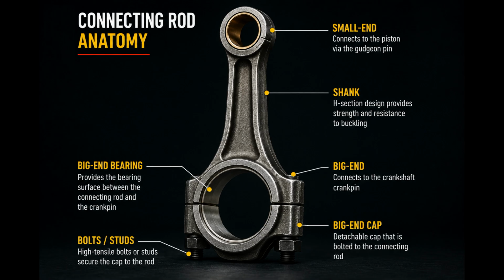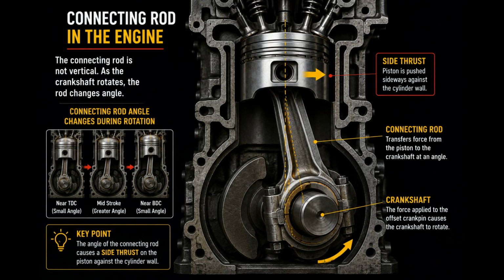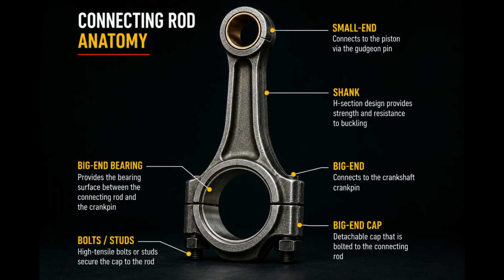At high engine speeds, the piston has to stop and change direction at TDC and BDC. TDC meaning top dead center and BDC meaning bottom dead center. This creates significant inertia forces on the connecting rod. This is why the connecting rod is designed for strength without unnecessary weight. Many connecting rods use an H-section shank, which gives good resistance to buckling while keeping the component relatively light.